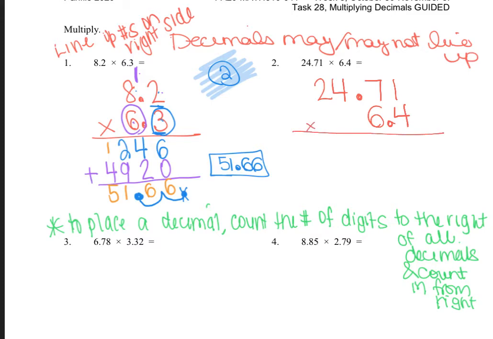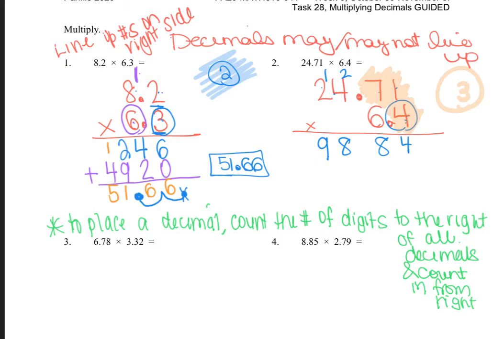Okay, so I'm going to first multiply with the 4. So 4 times 1 is 4. 4 times 7 is 28. 4 times 4 is 16, plus 2 is 18. And 4 times 2 is 8, plus 1 gives me 9. Now, if I did what I was supposed to do at the beginning, which I forgot, you're counting all the decimals to the right of your decimals, and that's going to be 3. So just keep that in mind.